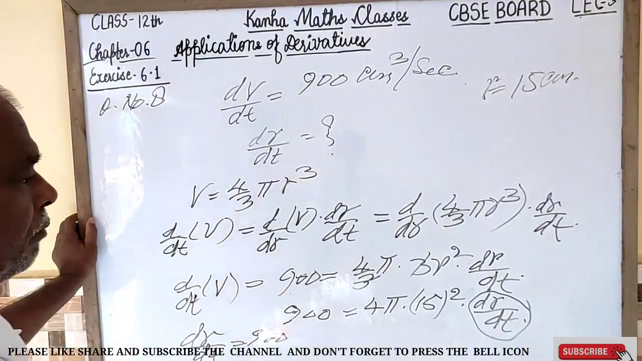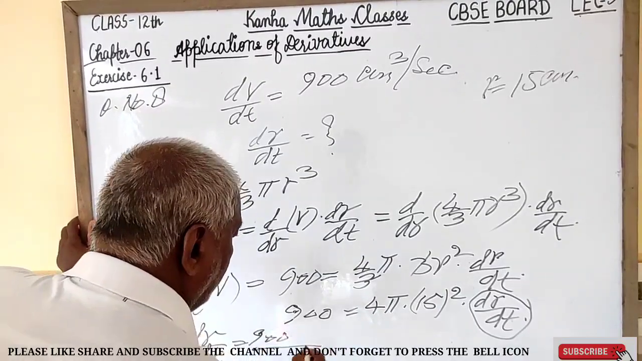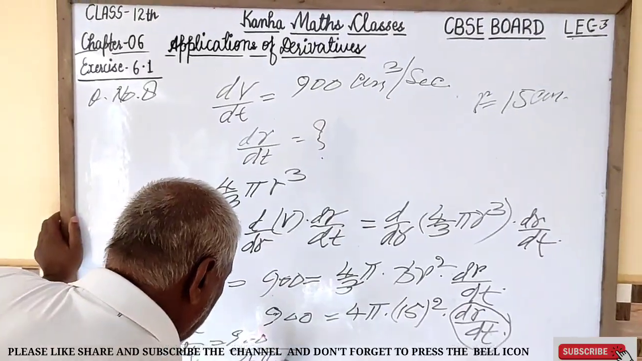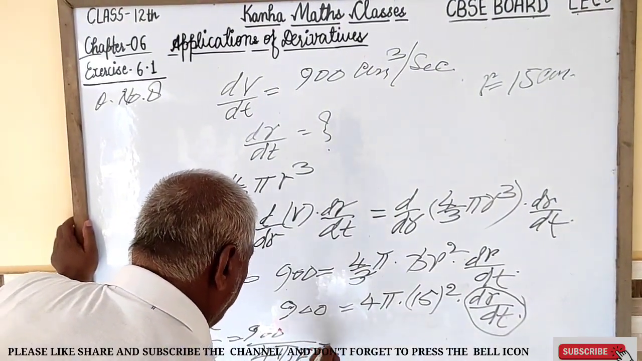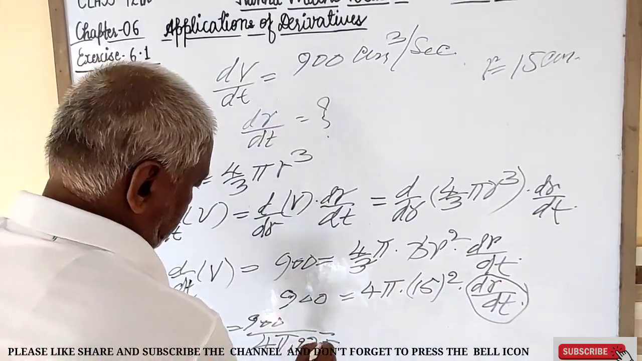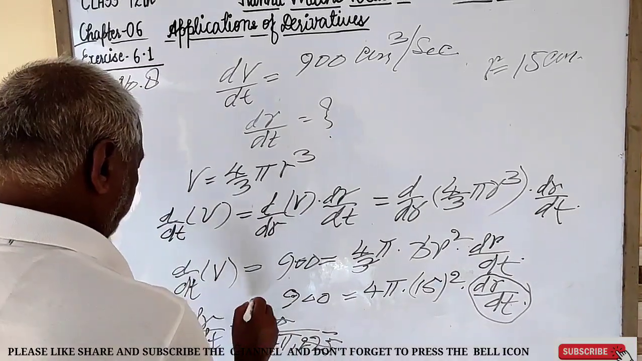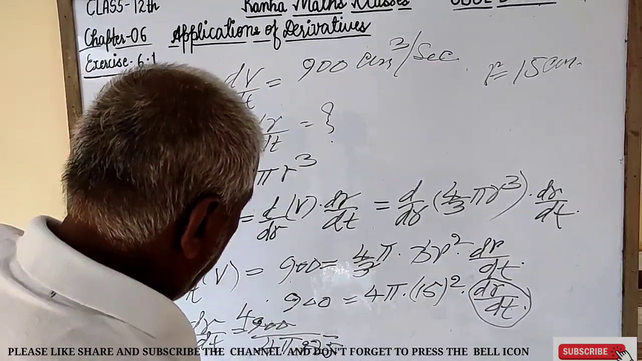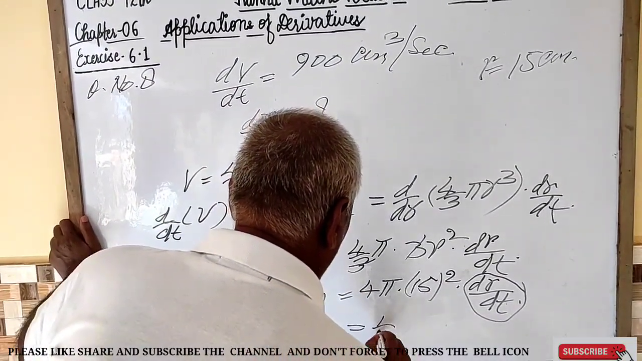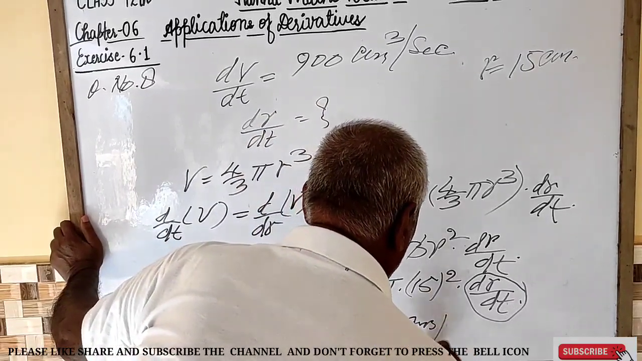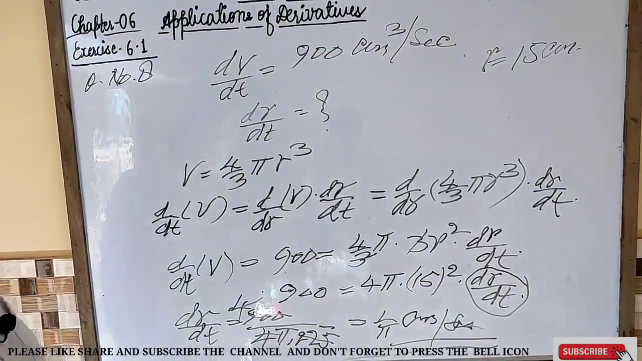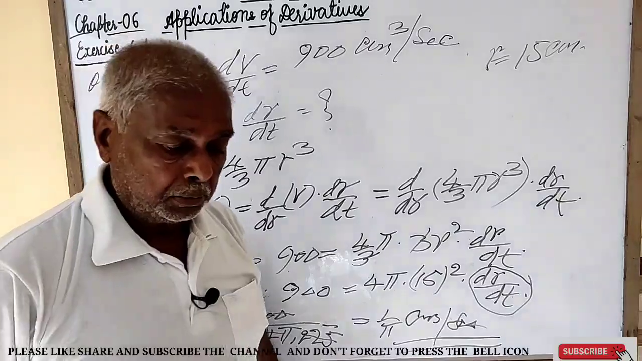Hence we will have dr/dt is equal to 900 divided by 4 pi and square of 15, which is 225. 4 times 225 will become 900, and 900 cancels by 900, it will remain 1 upon pi centimeter per second. This is the requisite solution of the problem under question number 8 regarding exercise 6.1.